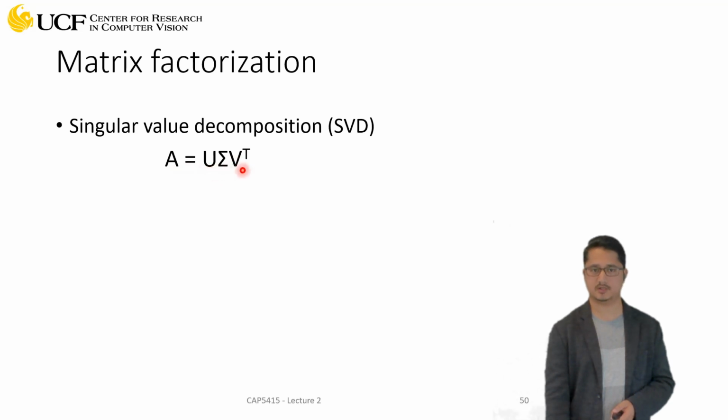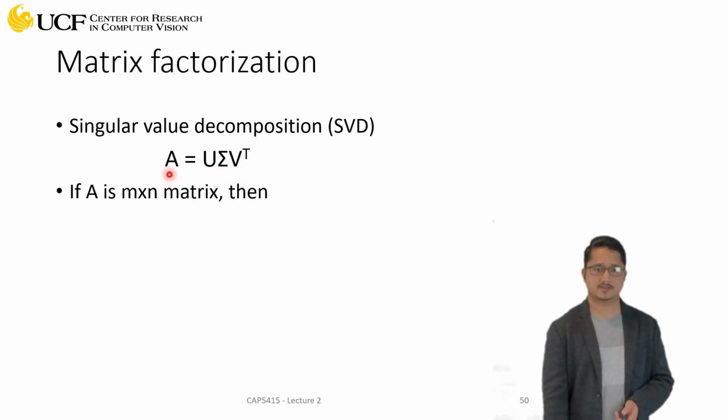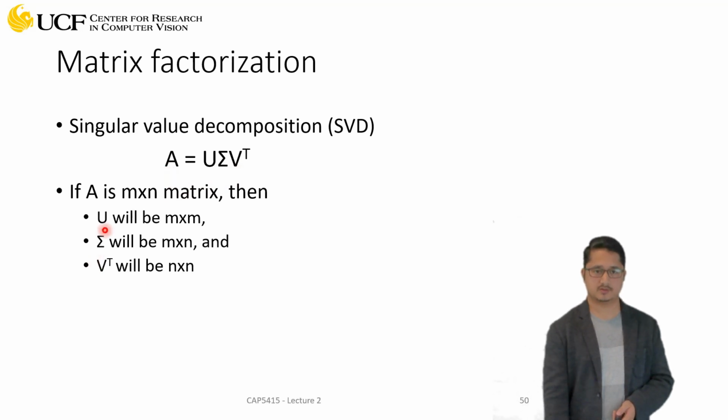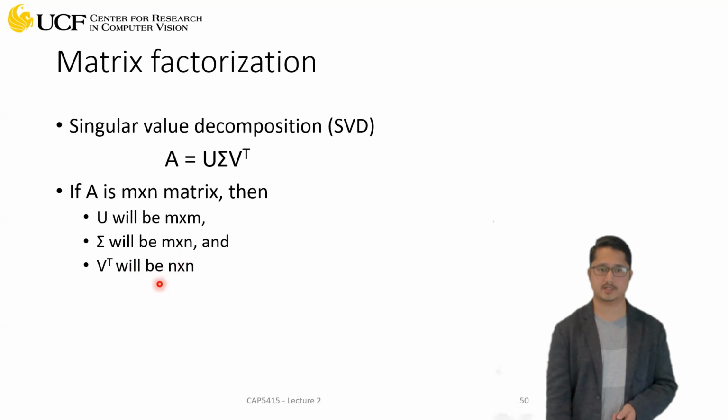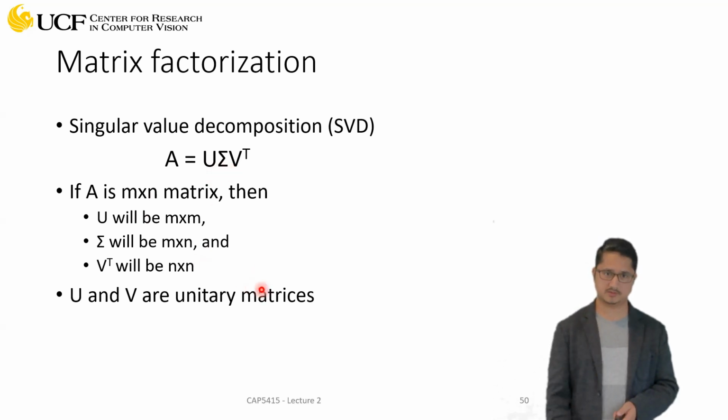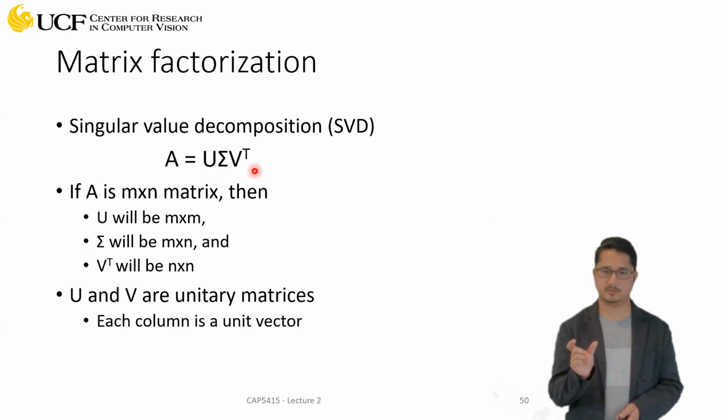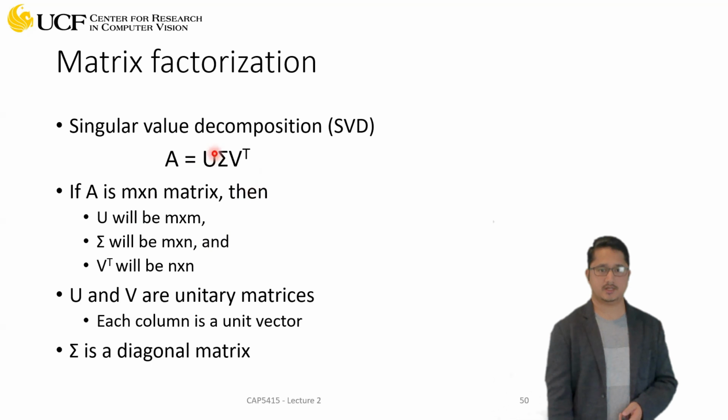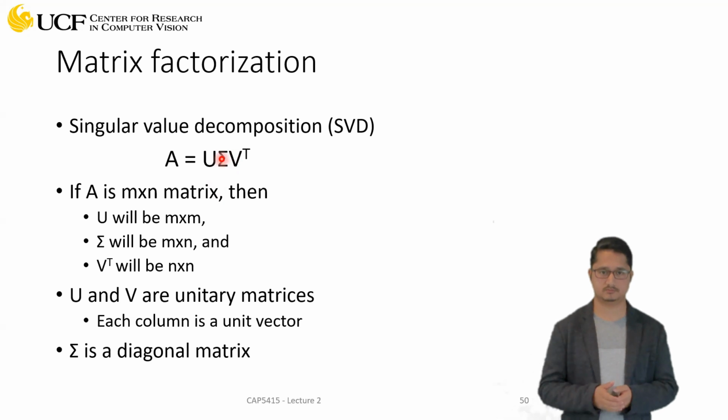All right, so U, sigma, and V. A in this case is an M cross N matrix. So when we perform this SVD decomposition, these will be the dimensions of U, sigma, and V. U will be M cross M, sigma will be M cross N, and V is going to be N cross N. Both U and V are going to be unitary matrices, which means that their columns, in the case of U, are going to be of unit length. Similarly, in the case of V, it will be a unit vector. And sigma is a diagonal matrix, which means that all the off diagonal values of this matrix are going to be 0.